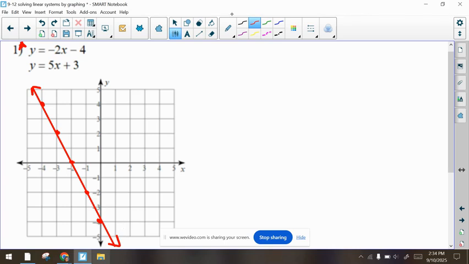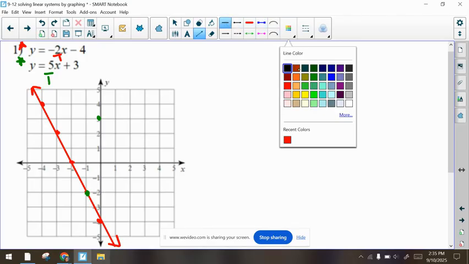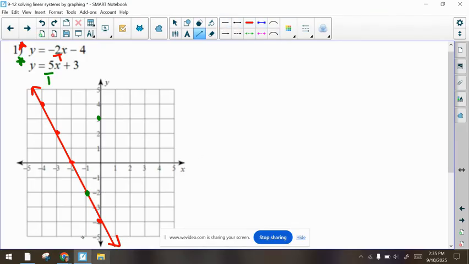I'm going to then graph the bottom line. My y-intercept is 3. My slope is 5/1. So even that -2, I made it over 1. That's my rise over run. So I'm going to go down 5, left 1. That's as many points as I can graph. But lucky for me, I already see that solution. I see the point where they intersect. So once I connect those, I'm going to throw my arrows back on the end.